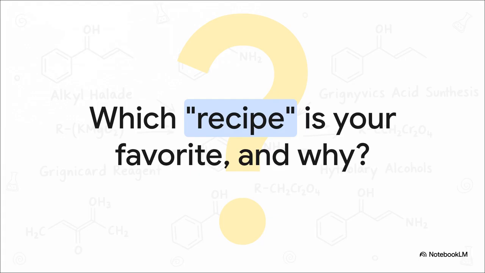Which brings me to one final question for you. Looking back at all these different methods, which recipe is your favorite and why? Are you a fan of the brute force power of alkylbenzene oxidation or the elegant chain-growing magic of the Grignard reaction? Really think about it, because that's the best way to make this knowledge stick.